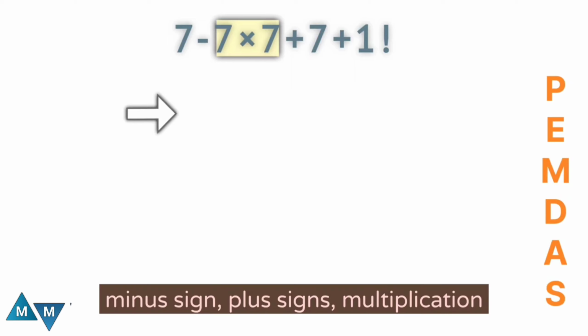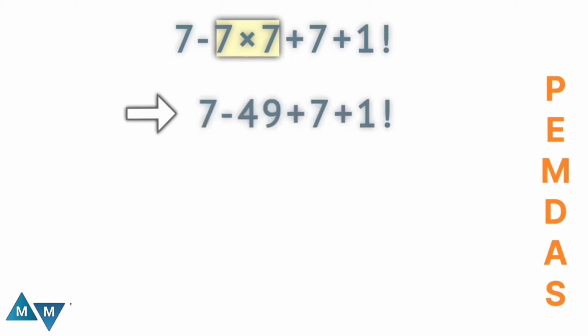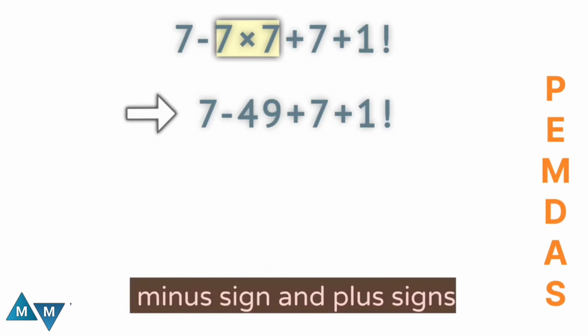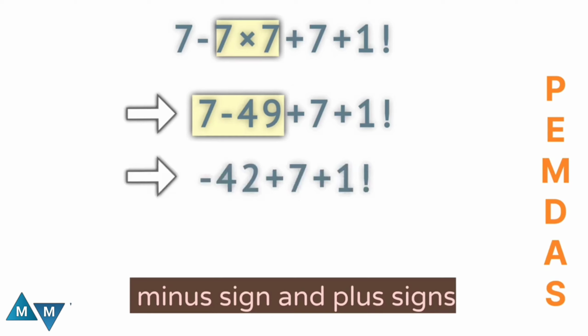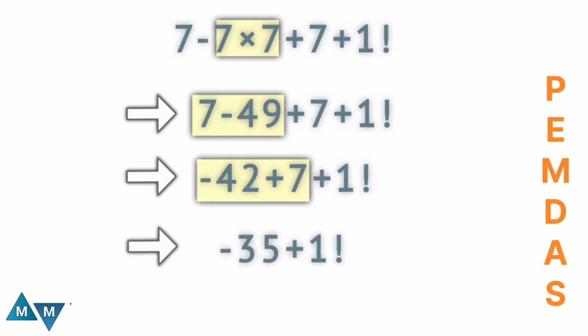Now the expression becomes 7 minus 49 plus 7 plus 1 factorial. Now we are left with minus and plus signs. Since both have the same priority, first we perform the operation that appears first when moving from left to right. So 7 minus 49 gives minus 42. Now we have minus 42 plus 7 plus 1 factorial. Now minus 42 plus 7 will give minus 35. Now the expression becomes minus 35 plus 1 factorial.